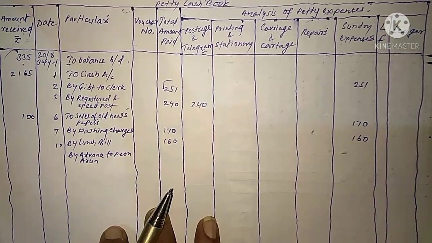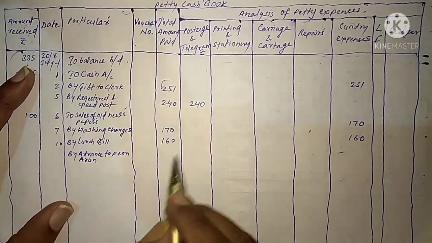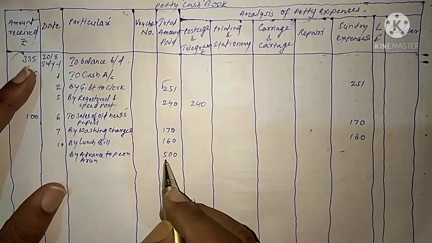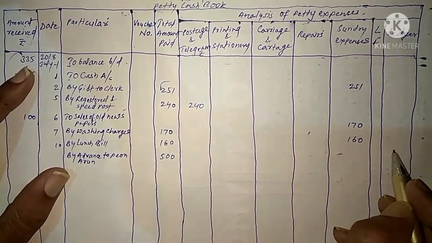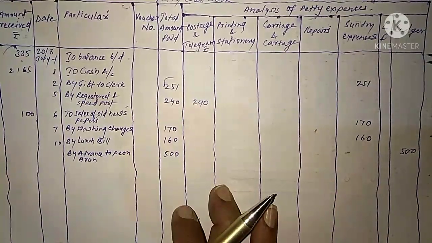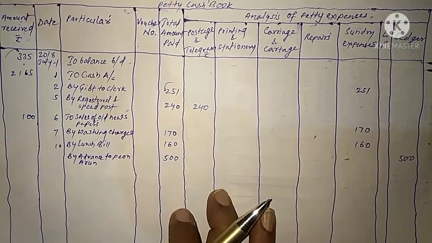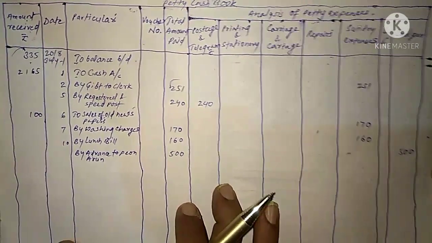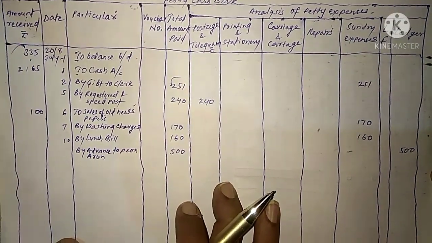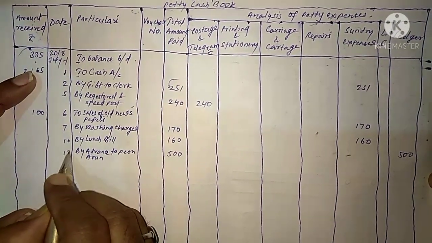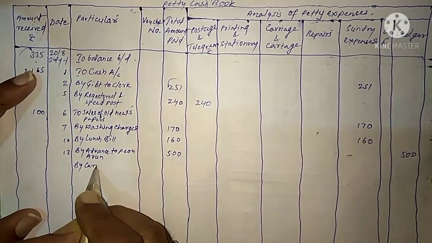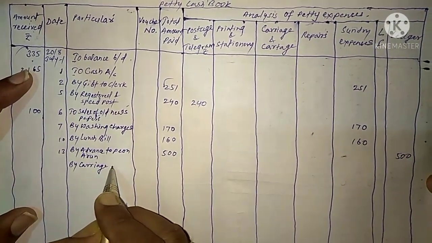The amount is 500. So in total amount paid we have to write 500, and then we have to transfer this amount to the ledger account, that is 500. And then next transaction is there, paid for carriage and cartage. So in particular we have to write by carriage and cartage.